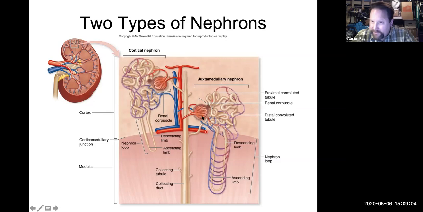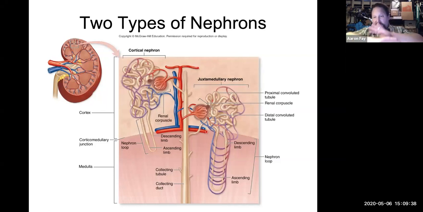The first step in the creation of urine is going to happen in that renal corpuscle. So the material that gets filtered out will first enter the capsular space inside the renal corpuscle, then it will drain into the proximal convoluted tubule, descending loop of the nephron loop, ascending nephron loop, to the distal convoluted tubule, to the collecting duct, to the renal papilla, to the minor calyx, to the major calyx, to the renal pelvis, to the ureter, to the bladder, to urethra.